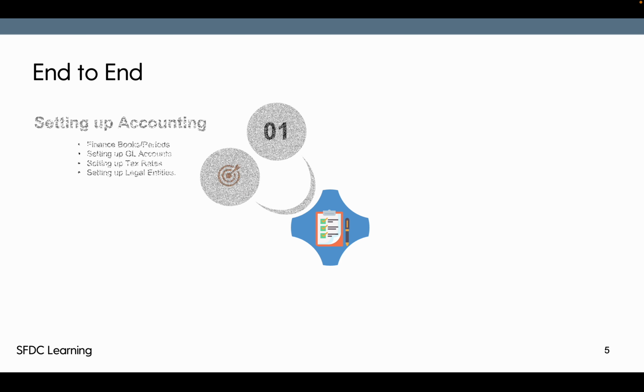So now let's see what comes into end-to-end Salesforce billing. The very first thing is setting up an accounting. The very first thing that you have to do to implement Salesforce billing is to set up your accounting, right? If you have a finance book, you have to set the finance book, you have to provide the general ledger account, then you have to define the tax rate, then you have to define the legal entities as well. These things we're going to cover later on in the slides, but you have to define this stuff, right?